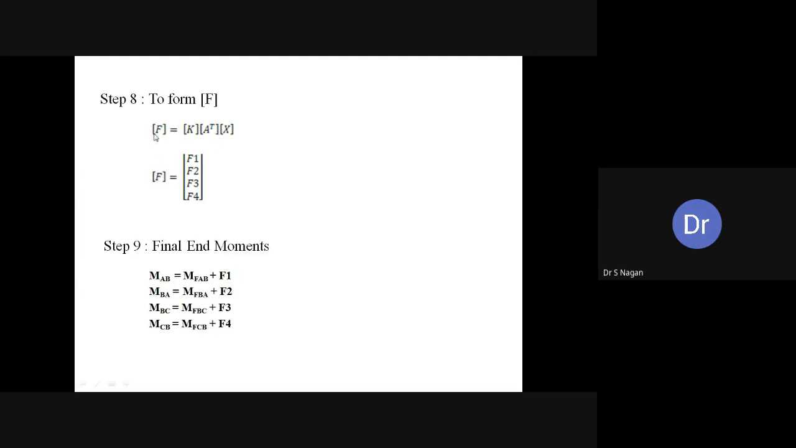So how many values you get for F? How many unknowns we have? That is internal joint moment. That many number of things you have. So F1, F2, F3, F4 you will be getting. In case if you have F1 to F6, you'll be getting F matrices F1, F2, F3, F4, F5, F6. So that depends on the number of internal joint moments or number of spans you have.